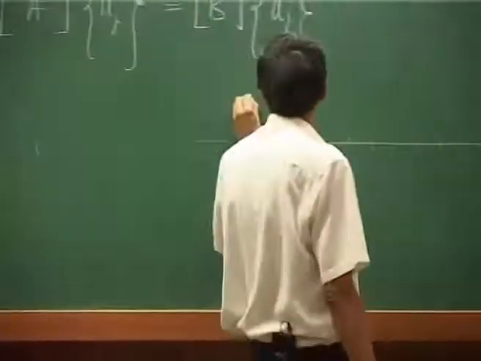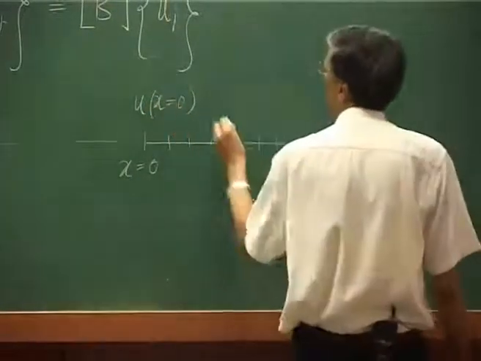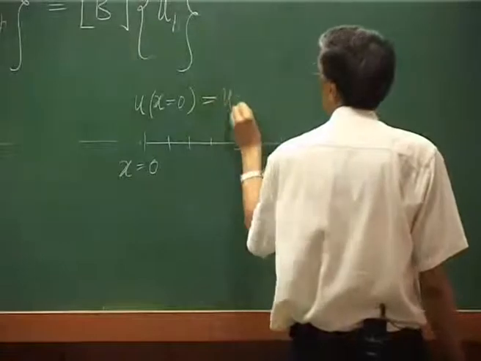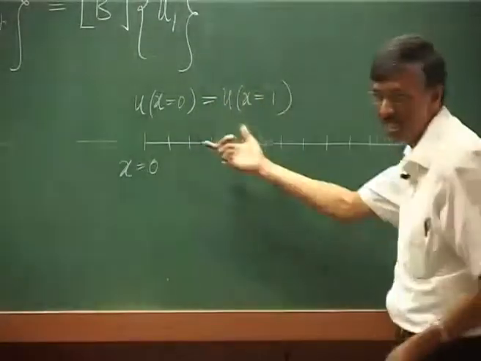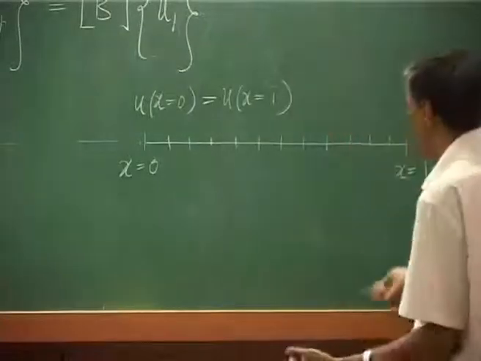Periodic problem means that if I have, let's say, the solution u at x equal to 0 equal to u at x equal to 1. This is a physical condition of periodicity of the problem. So physical variables are periodic.